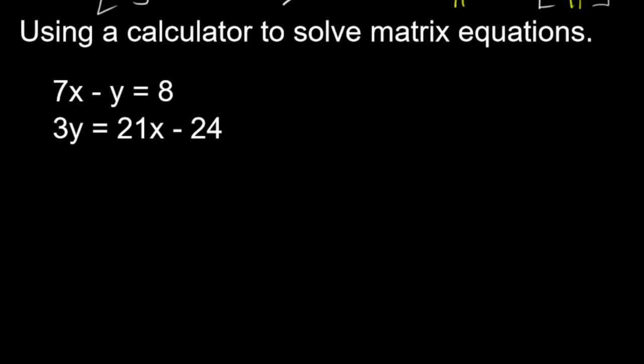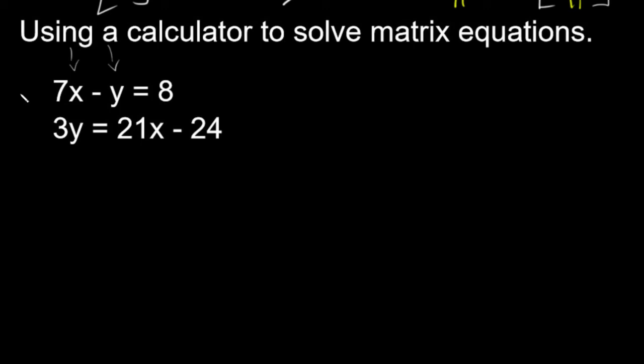So the problem with this is that it's not in the right format. You can't convert this into a matrix equation if both equations are not in this format here. So you need the x and the y, you need it in standard form. You need the x and the y to be together and it equal the number.